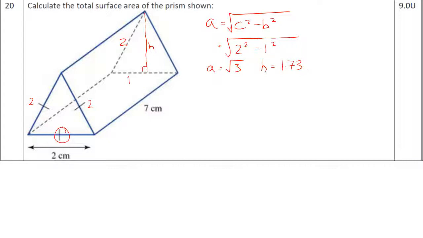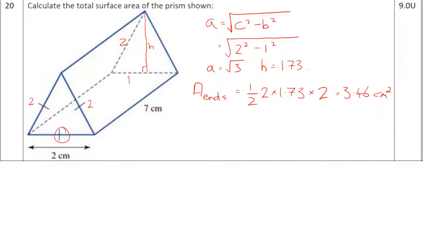Now that I've got that, I can figure out the area of my ends. So the area of the ends, well, it's just a half of the base times the height, because it's a triangle, so it's a half of 2 times 1.73 as the height, and I've got 2 ends, so I'm going to multiply it all by 2, and what I end up with is, oops, I actually realized that I didn't work that out yet. That's about 3.46. Now we're talking centimeters squared for this one.